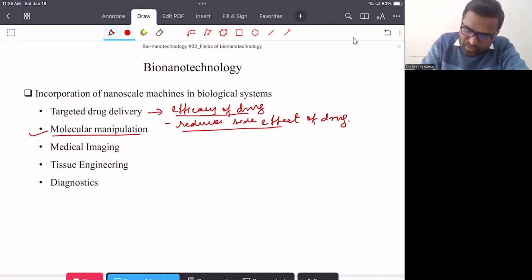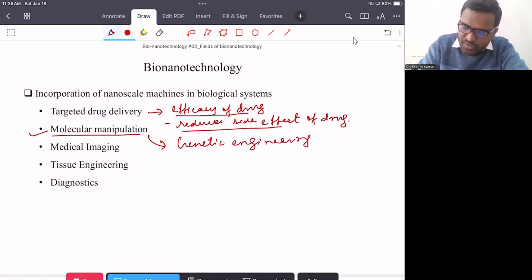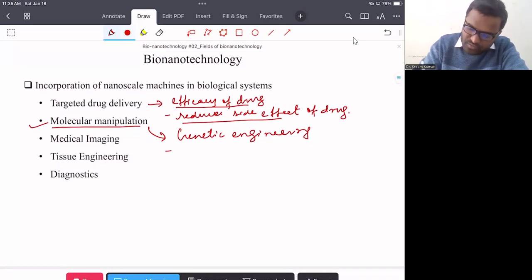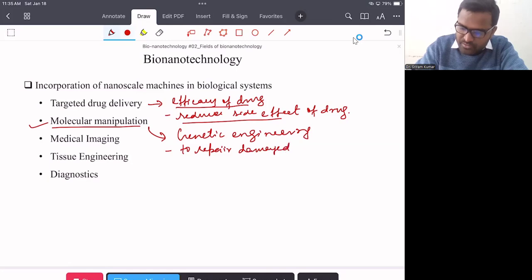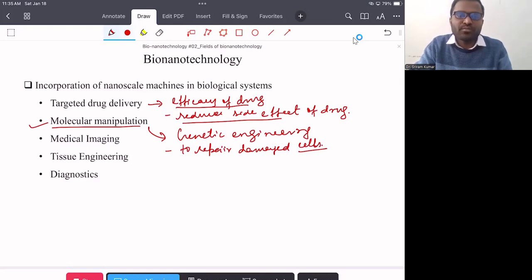So in molecular manipulation, this has applications in the genetic engineering field, or we can use this technique to repair damaged cells. So these are the advantages of manipulating at the molecular level using the nanoscale machine.